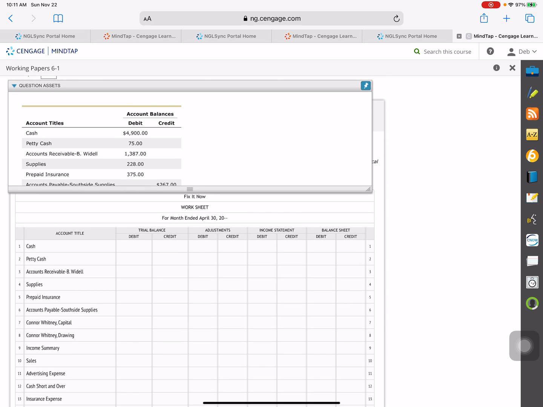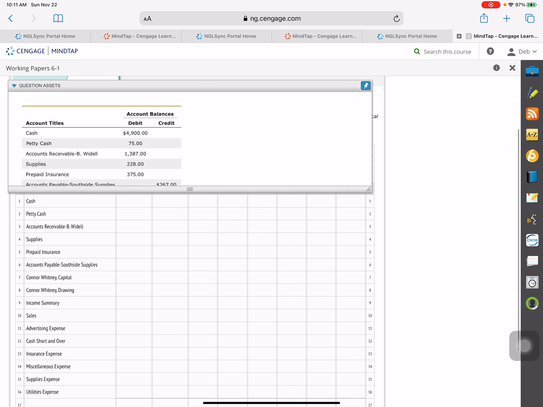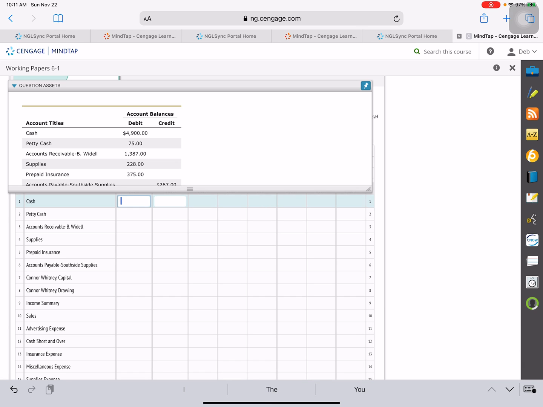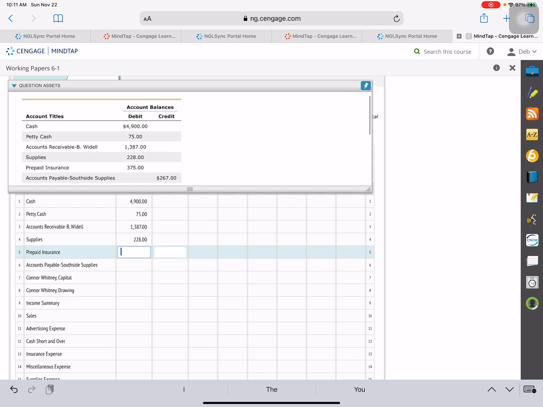So we're just going to transfer the numbers into our worksheet. I'm going to pin my question assets. Okay, so cash, we're just going to transfer the numbers, 4,900. Petty cash, $75. Accounts receivable, $1,387. Supplies, $228. Prepaid insurance is $375. We get to our accounts payable. It has a credit balance of $267.